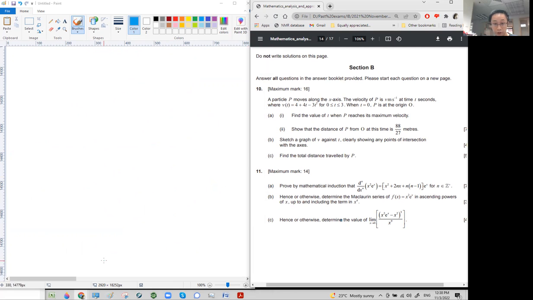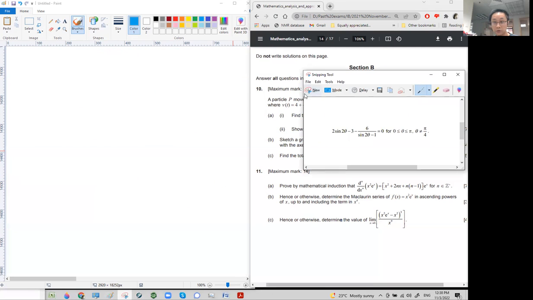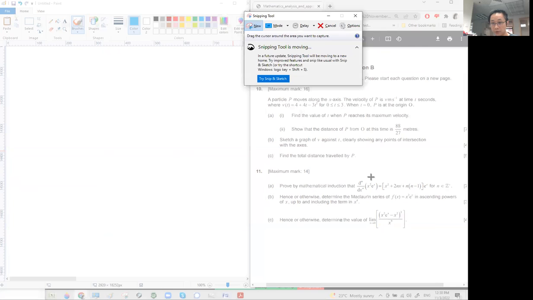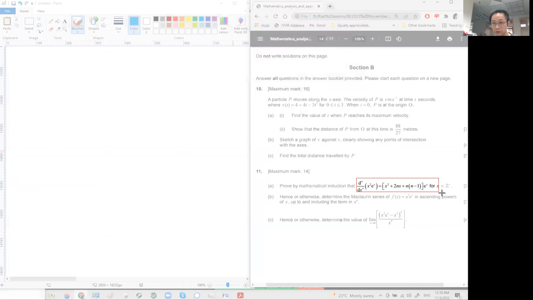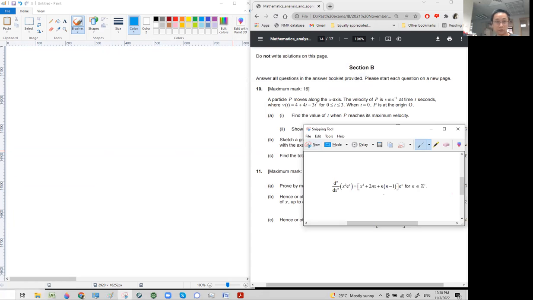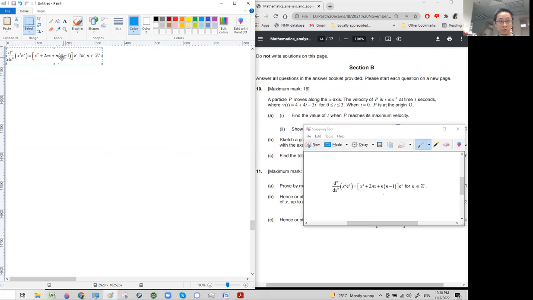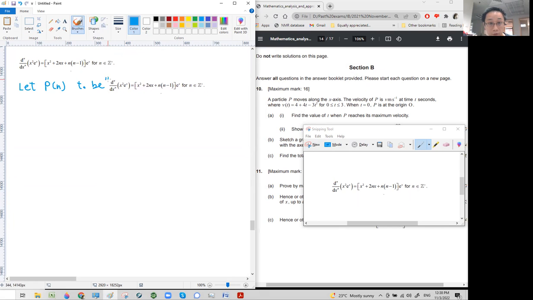Induction involving differentiation should not be the scariest type of induction question. So how to do an induction proof? Well, let Pn be this. And the standard procedure for completing an induction proof is to verify P1 is true.